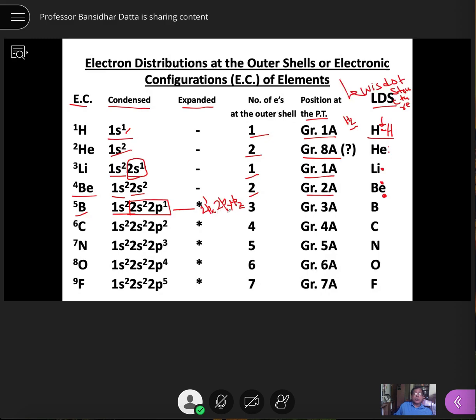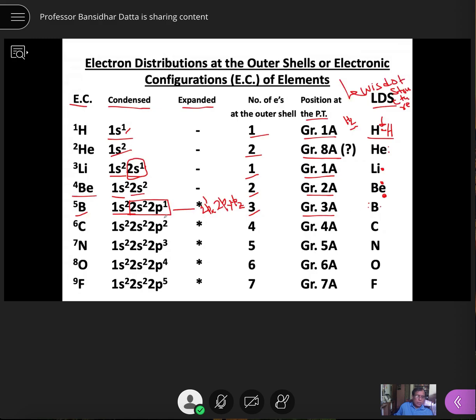Why not 2py1 and 2px0? Yeah, you can say it, but x, y, z is the common order, so it goes to 2px1. Number of electrons in the outer shell: 2 plus 1, 3. So it is group 3A, and it has 3 dots, meaning 3 electrons in the outer shell.